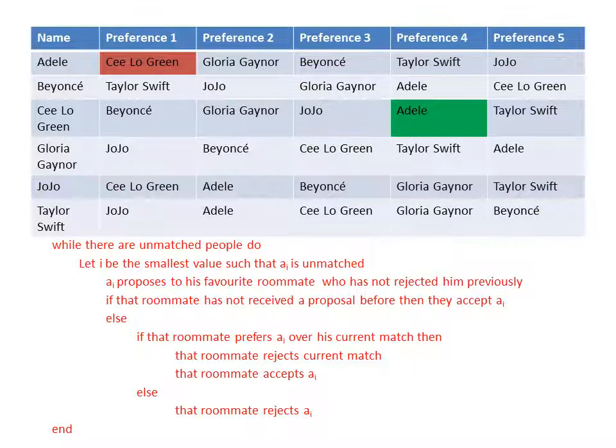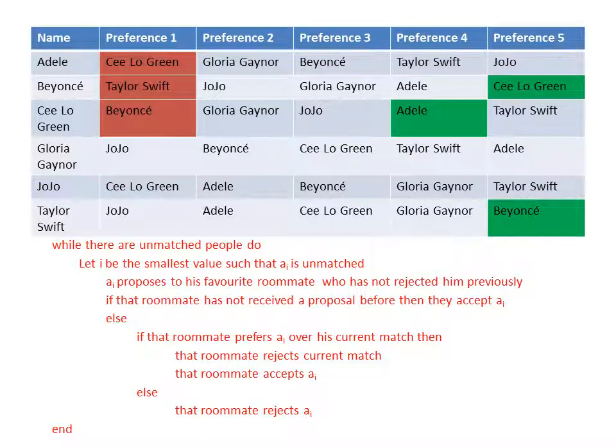So, let us follow loop 1 in the algorithm. We start with Adele, whose first preference is Celia Green, and she proposes to him that they spend the night together, in a purely platonic matter. Celia Green looks, says, "No one has currently proposed to me, so yes, I accept." They are paired. Next on the list, Beyonce proposes to Taylor Swift. Now, to be honest, Taylor Swift isn't that keen on Beyonce, but no one else has asked her yet, so she says, yeah, sure, why not?